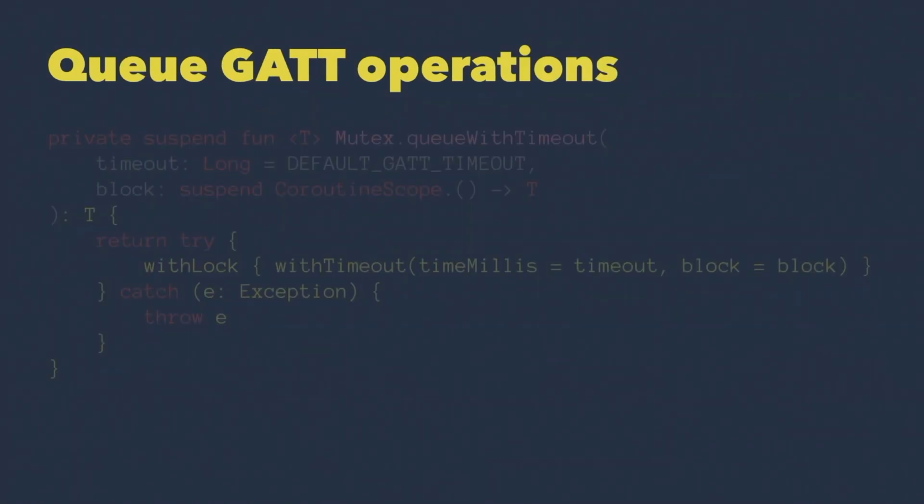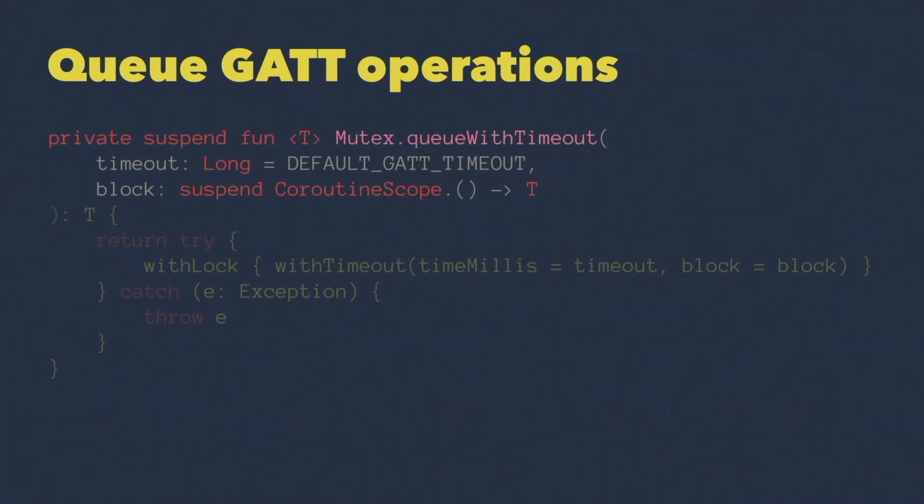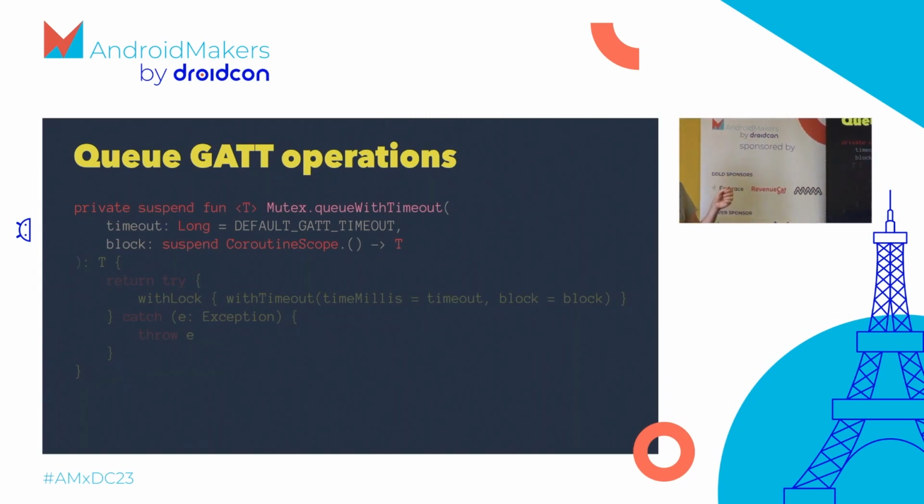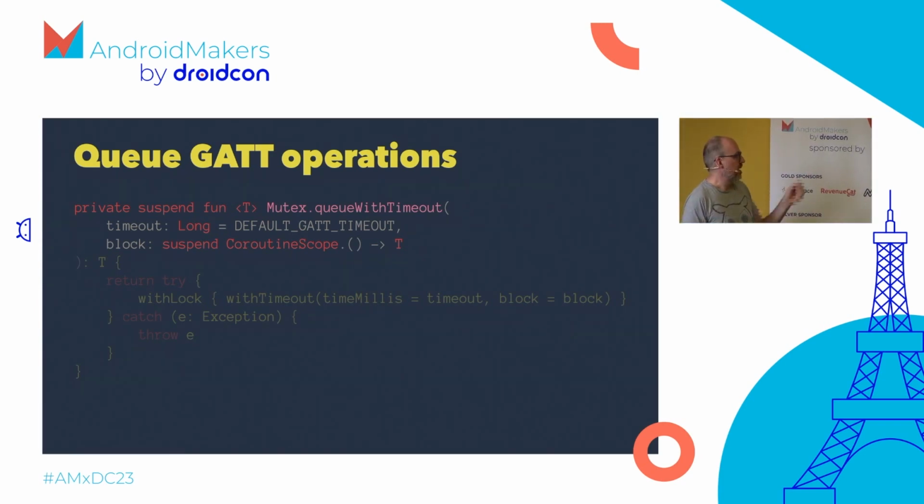How to queue? We'll use a mutex from the coroutine library. So we add an extension function called queue with timeout. It does exactly like that. We have a timeout value as well, so that we don't end up in a deadlock. And then we have a suspending function for what we actually are going to do.